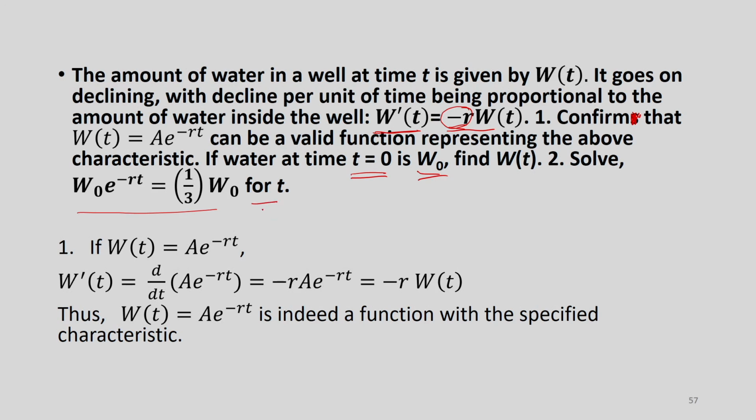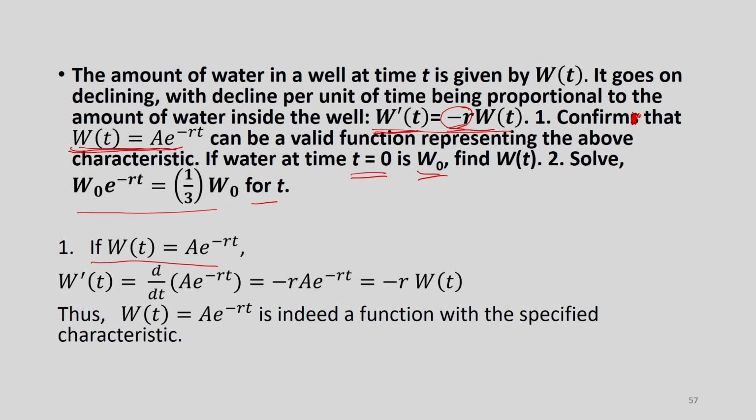Okay. So, the first part is we have to confirm that this function is a valid function representing the above characteristic. What is the above characteristic? This is the above characteristic, that W'(t) is equal to minus R W(t). That is the property here. We have to confirm that if W(t) is of this form, then this particular characteristic is maintained. Now, this form W(t) is equal to A, capital A, e to the power minus Rt, right? This is given to us.